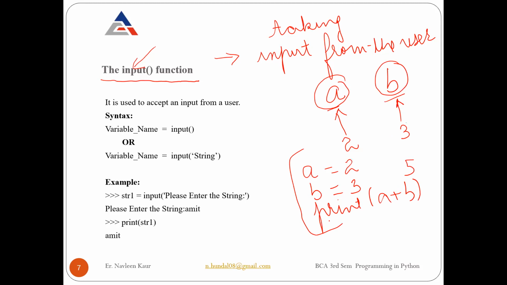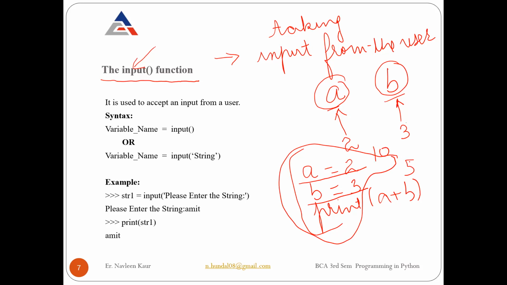But there is one drawback, students. What is that drawback? The drawback is that the value of a is fixed. It is 2. And the value of b is fixed. It is 3. So every time you run this code, suppose you are running it 10 times, the output every time you will get is 5, 5, 5, right? With every run, the output will always be 5.